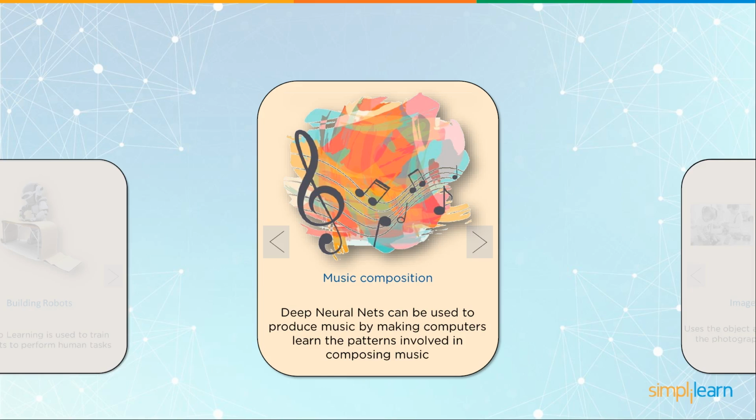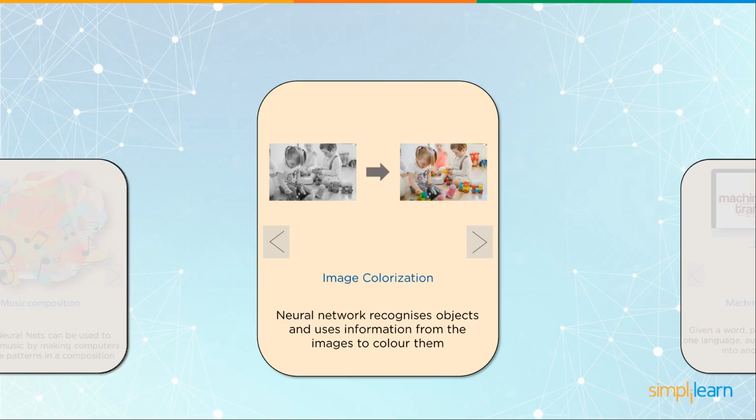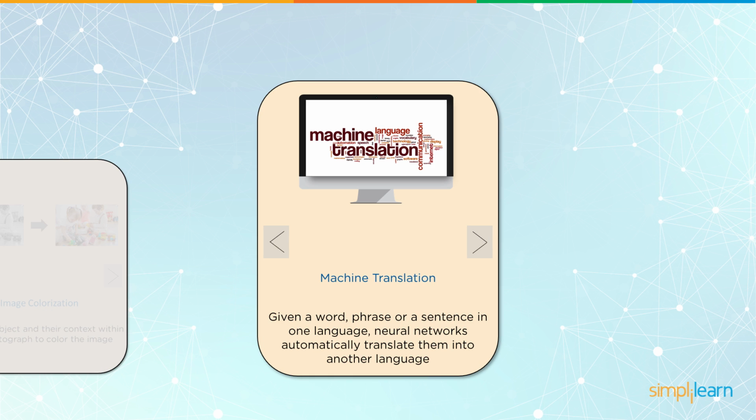Music composition. Deep neural nets can be used to produce music by making computers learn the patterns involved in composing music. Image colorization. Neural network recognizes objects and uses information from the images to color them. Machine translation. Given a word, phrase, or a sentence in one language, neural networks automatically translate them into another language. Google Translate is one such popular machine translator you may have come across.